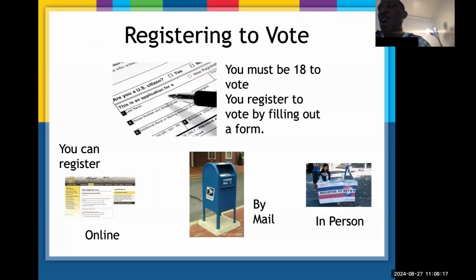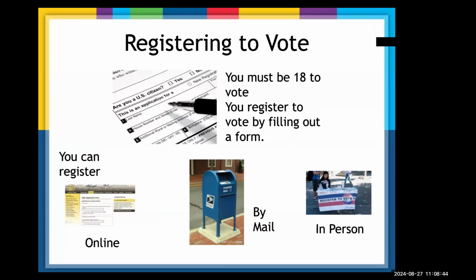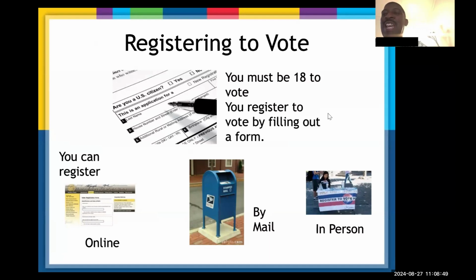So what are the 3 requirements to become a voter? I know one, you have to be 18 or older. You have to be a citizen. One more. You have to register. Yes. And you could register online, by mail, or in person.